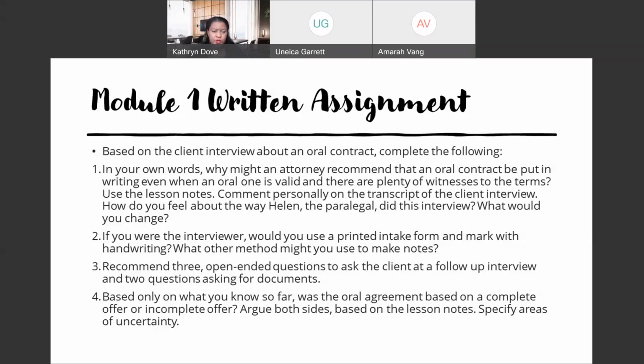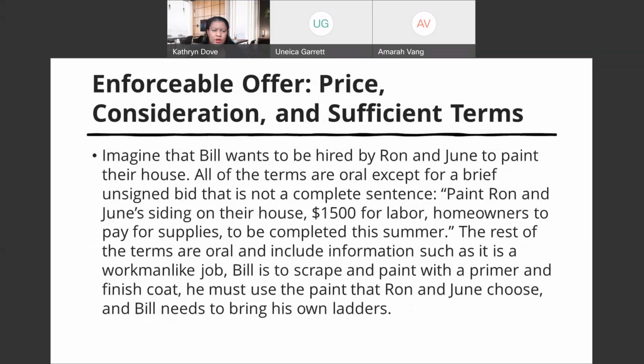So, if you were a paralegal, how would you go about interviewing a client to determine whether or not they have entered into a valid agreement to paint a house? What would you do? Let's suppose that Bill has been hired by Ron and June to paint the house, but June wasn't happy with the paint job that she received and she wants to sue Bill.